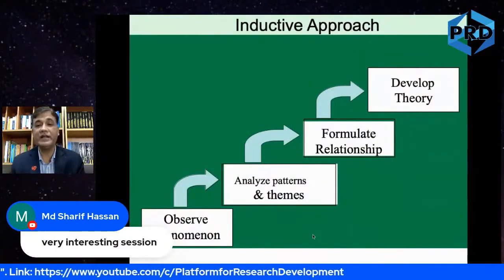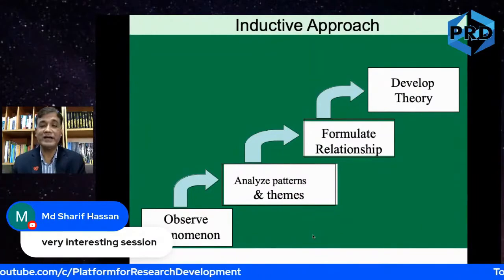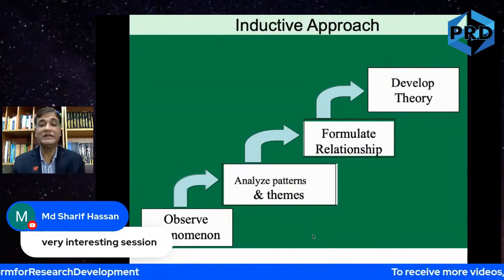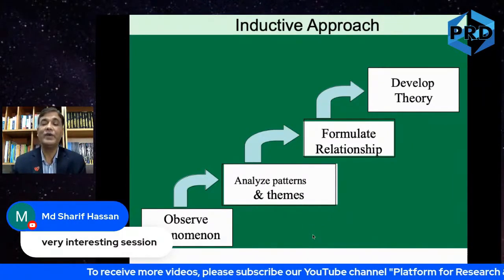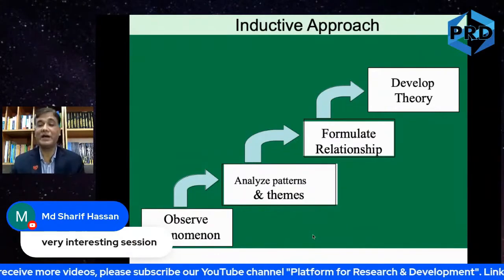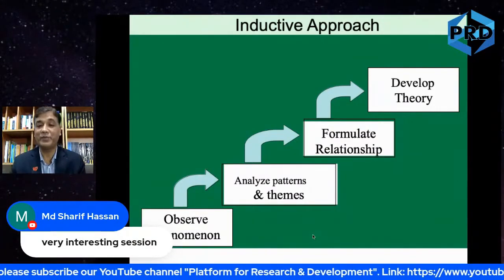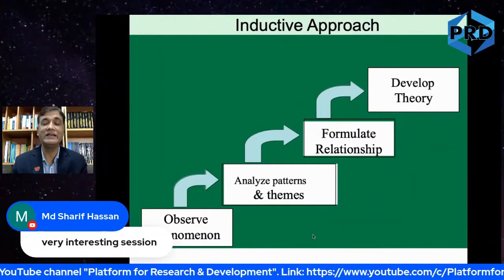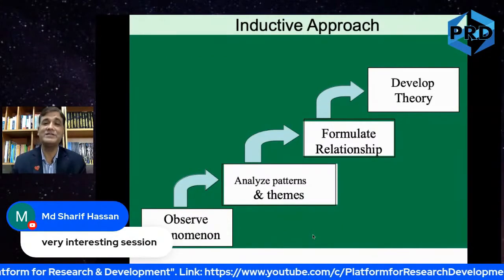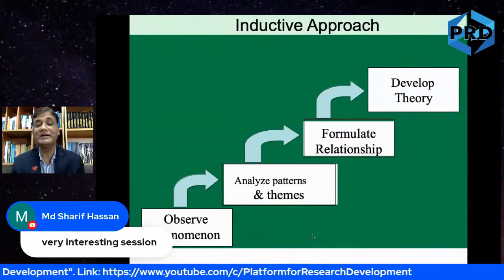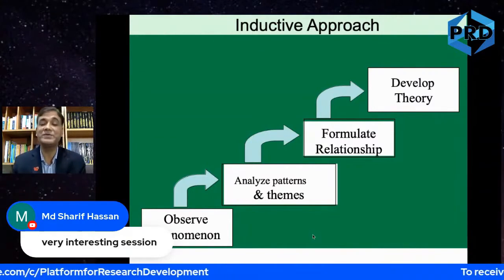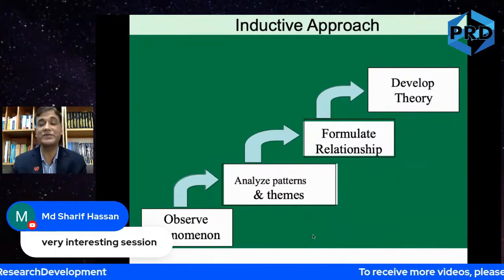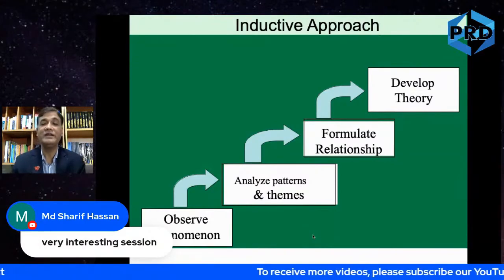The other one, we call inductive research. In inductive research, we observe a phenomenon. From there, we try to analyze the pattern. Then we formulate relationships. And at the end, we might come out with a theory. If you cannot come out with a theory, at least we will propose some hypotheses which can be tested in quantitative research. So this is definitely a qualitative approach. It is constructivism philosophy. So if you're following constructivism philosophy, then the approach should be the inductive approach.